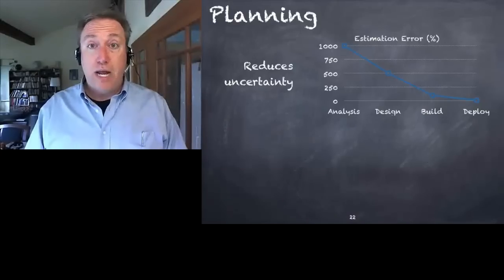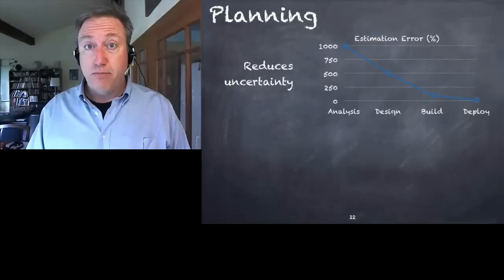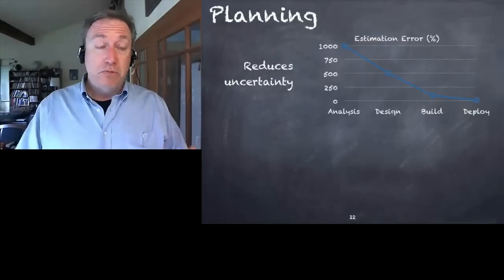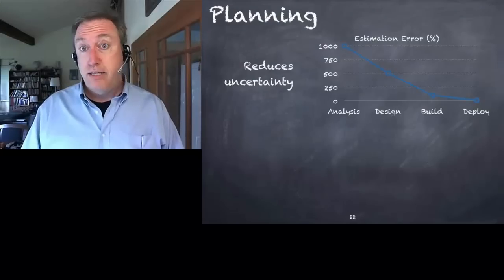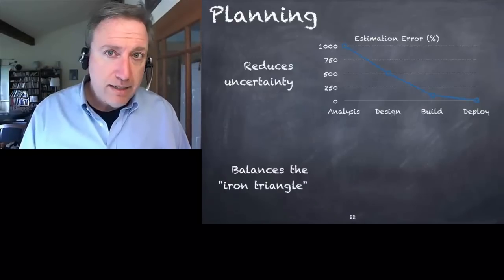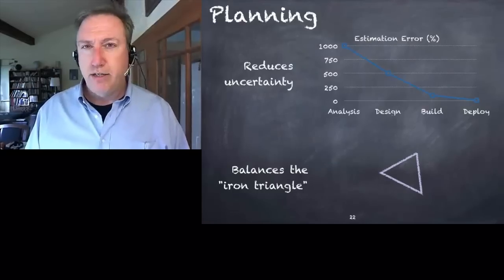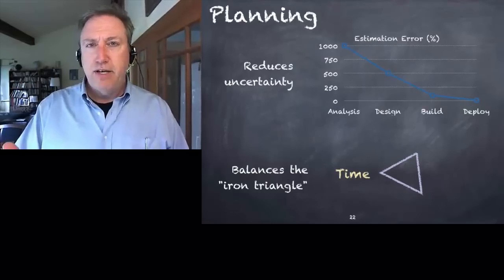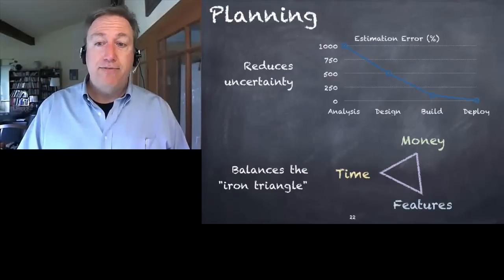Now, sometimes you have to finish something within a certain amount of time. Sometimes there's a market window. Well, you do your best. But planning reduces uncertainty, and in that way it reduces risk. The other thing that planning does for you is it balances what some people call the iron triangle. This is the set of time, money or resources, and features.